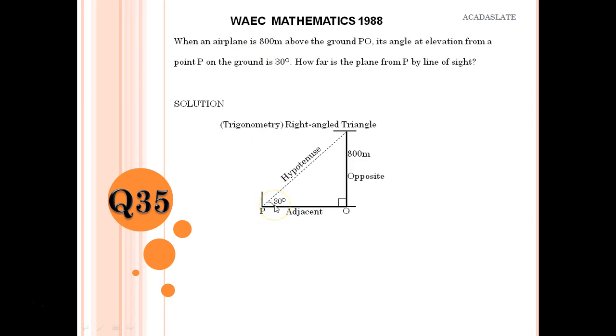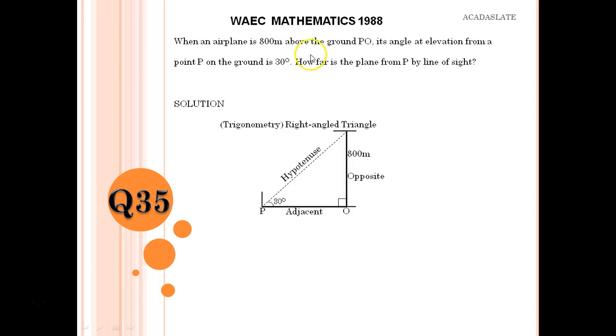So from this point here, we move up, elevate 30 degrees to this point here. And that is where the aeroplane lies. And that is what they call the point by line of sight. This is point P. And this is the aeroplane. So from this point is where we are sighting the aeroplane here. And here becomes 30 degrees.